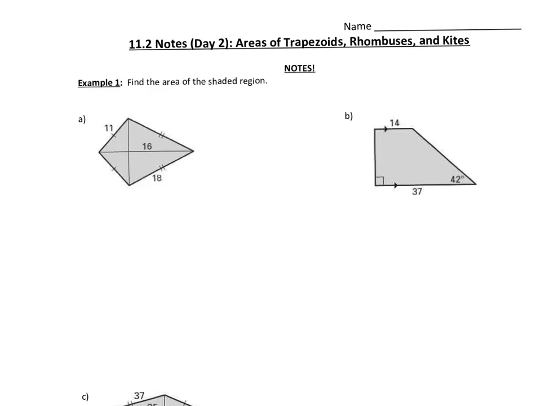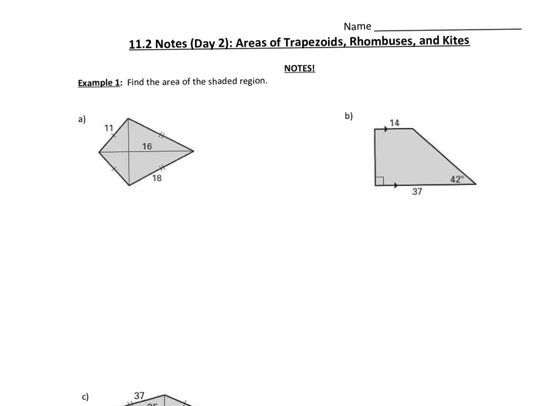Today is the second day of 11.2, where we are looking at the area of trapezoids, rhombuses, and kites. But today they are not quite as nice as they were yesterday, giving us all the information that we need, or maybe finding one piece of information. Now we're going to have to find a lot of different pieces of information in order to find the area of the shaded region of these figures that they give us.